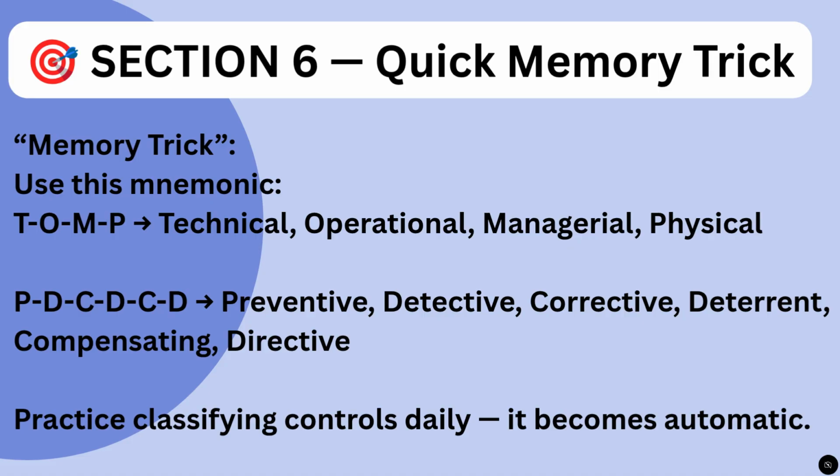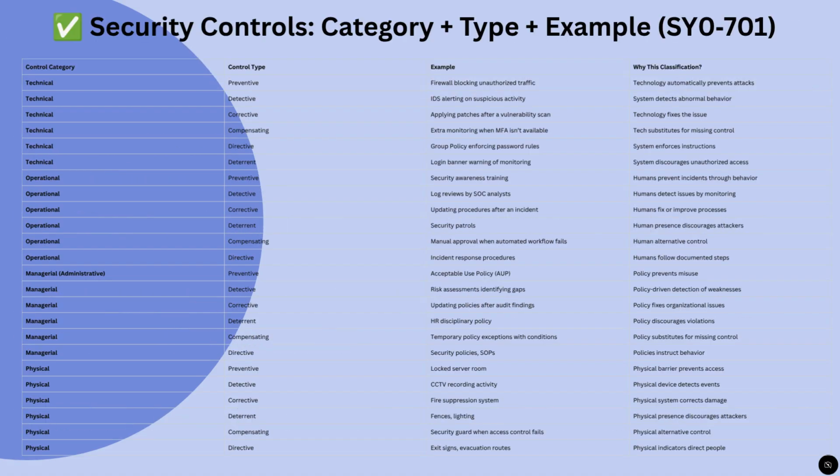Section 6. Quick memory trick. Here is a simple way to memorize everything. For categories, remember TOMP: technical, operational, managerial, and physical. For types, remember PDCDCD: preventive, detective, corrective, deterrent, compensating, and directive. Practice classifying controls daily. After a few days, it becomes automatic. This is a complete breakdown of security controls for the Security Plus 701 exam.